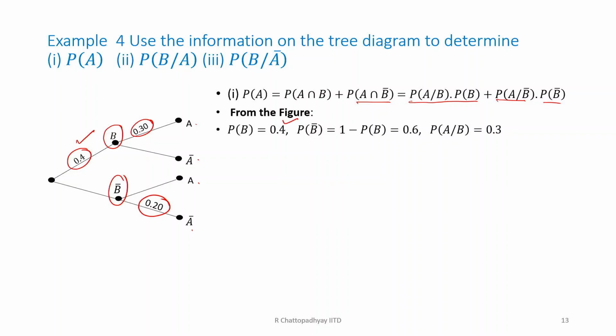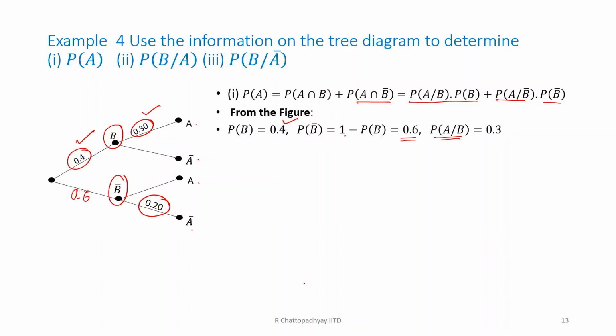So what is P(B bar)? This value is not given here. But P(B bar) will be 1 minus P(B). And therefore it will be 1 minus 0.4, it will be 0.6. So this value is going to be 0.6. Because P(B) plus P(B bar) has to make 1. Therefore, P(B bar) will be 1 minus P(B), 0.6. And P(A given B), that is also given, that is 0.3. This value has been given, already written here 0.3.